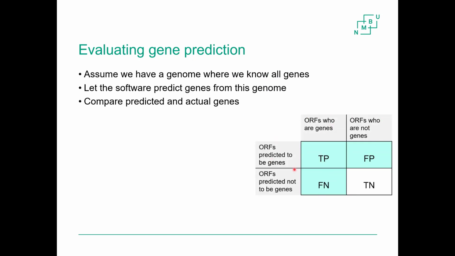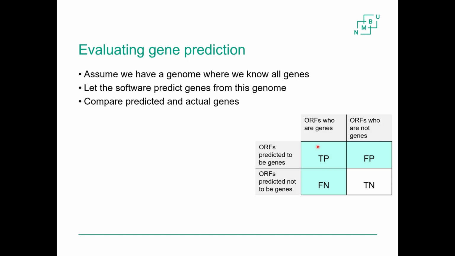And we typically do that by making this confusion matrix, we call it, this 2x2 table, where we list in the columns what we actually know, right? These are all the ORFs that are genes and all the ORFs that are not genes in this genome. And then in the rows, here are all the ORFs that were predicted by the software to be genes, and here are the ORFs predicted not to be genes. And then inside the table we have numbers.